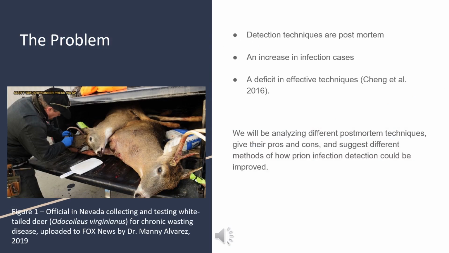Our presentation is going to focus on techniques used to detect prion infections. We found that detection techniques are used post-mortem and could be improved since there is an increase in infection cases, but a deficit of effective techniques. This means that if these prions are detected, it is usually after the animal has passed from the infection and could have possibly spread to a much greater population.